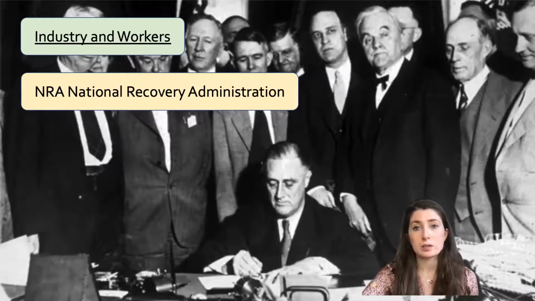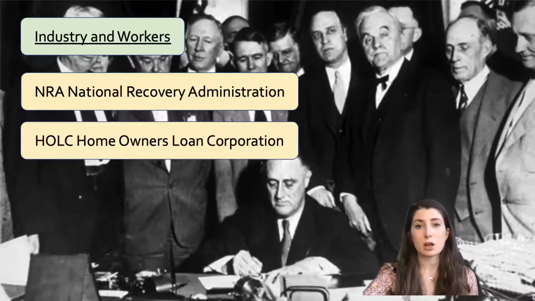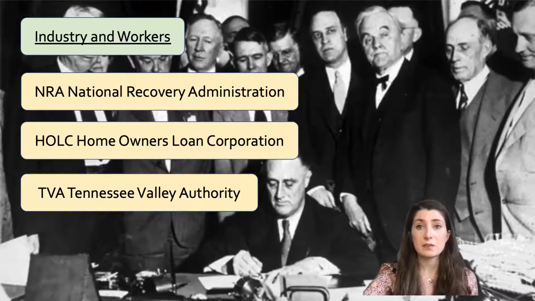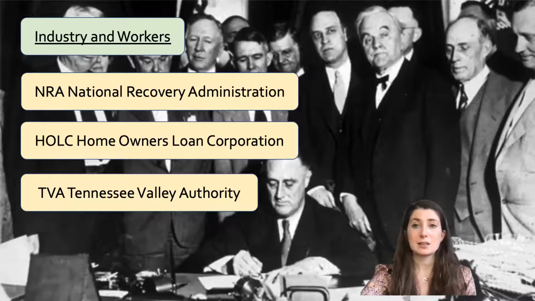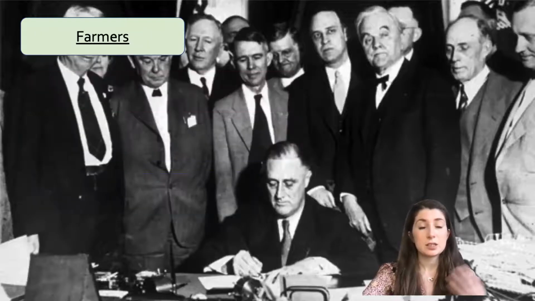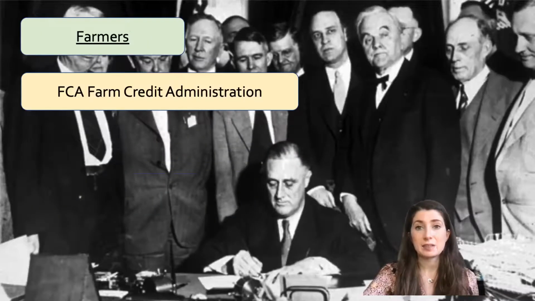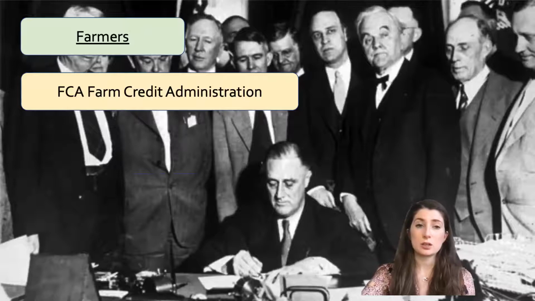Practices weren't always followed. There was also the HOLC, the Homeowners Loan Corporation, which gave loans to people struggling with mortgages. It helped 300,000 homeowners in the first year. There was also the TVA, the Tennessee Valley Authority, which provided work building dams and electric power stations. In terms of farmers, there was the FCA, the Farm Credit Administration, which lent money to farmers who couldn't keep up with loan payments. It loaned out 100 million in the first 18 months.